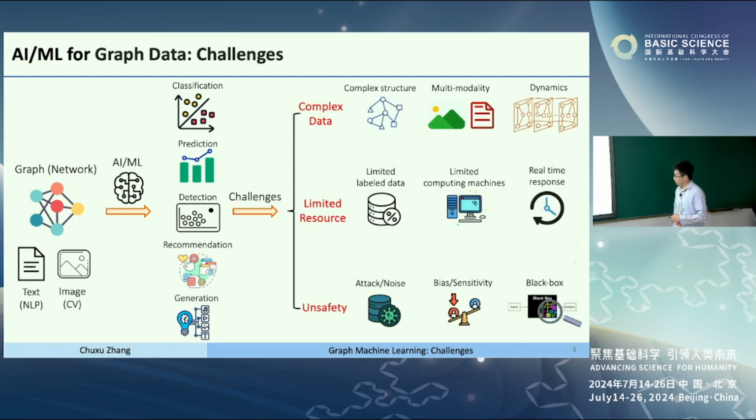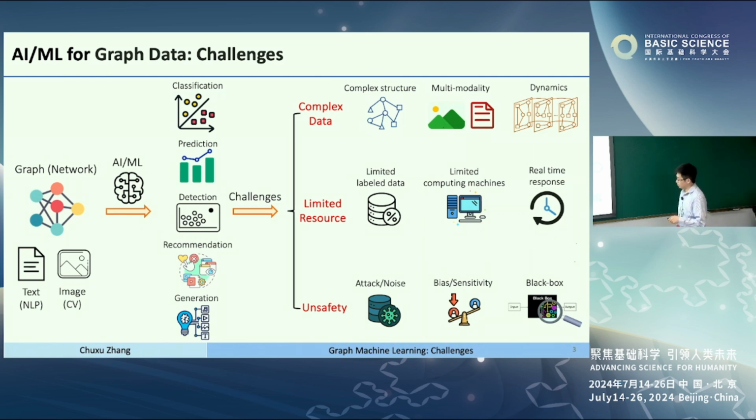Right. So I mainly work on solving these three challenges. One, we develop AI or machine learning models on the graph data. The first challenge I try to solve is that usually real graph data is complex data, right? This complexity involves three dimensions. The first one is complex structure. The second one is multimodality features. The third one is dynamics. Later I will talk more about the complex data challenge.